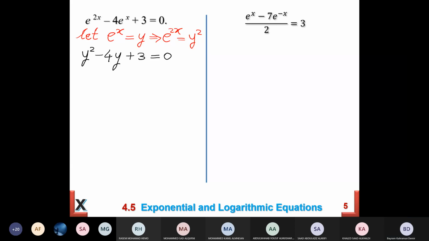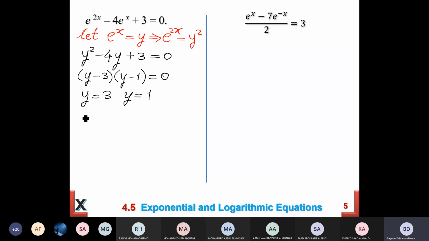Now, how does it look, Shabab? Is it something that you are familiar with? Yeah, it is a basic quadratic form. So we solve it by factoring, of course. It is the best technique if it is factorable. So you should definitely choose factoring. So we have two options for y. So it is 1 or 3.